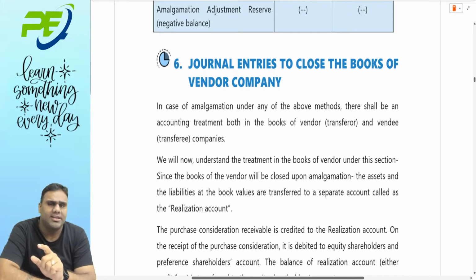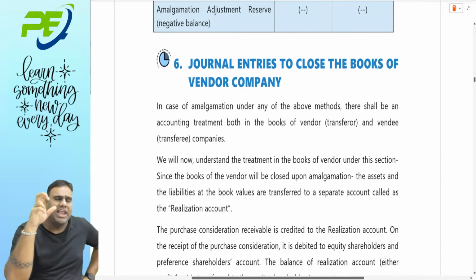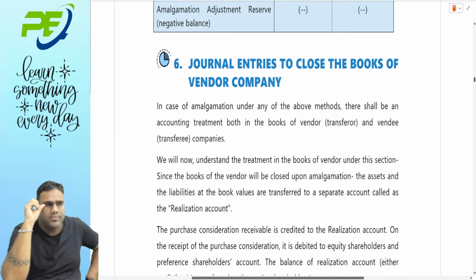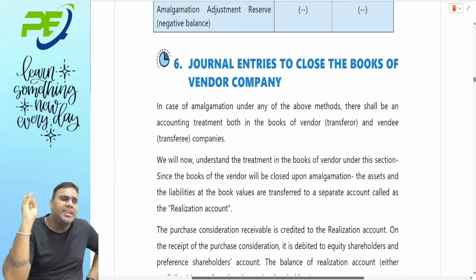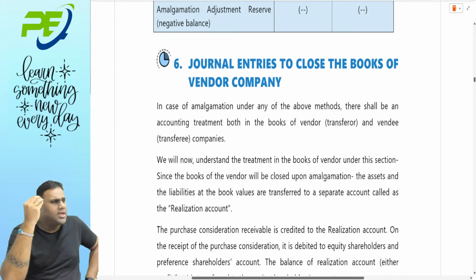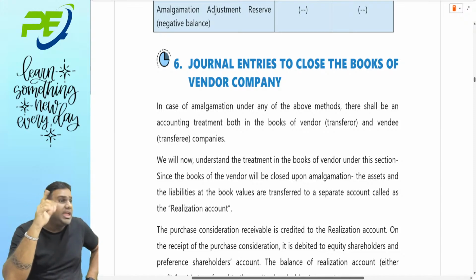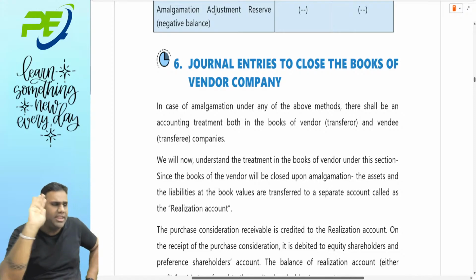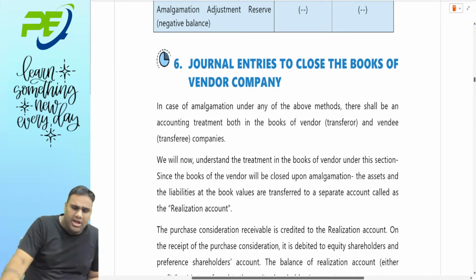Then realization profit journal: realization to equity shareholder. And then the last two entries due to equity shareholder: equity share capital, reserves and surplus to equity shareholder, and the final entry: equity shareholder to equity shares of purchasing company and cash. All these entries we saw in the previous class. So now today we will start full-fledged problems.